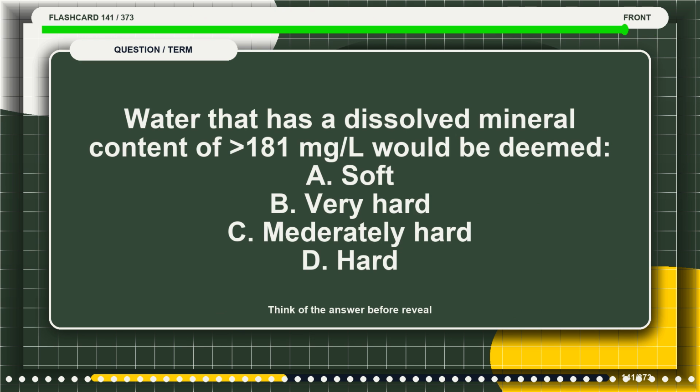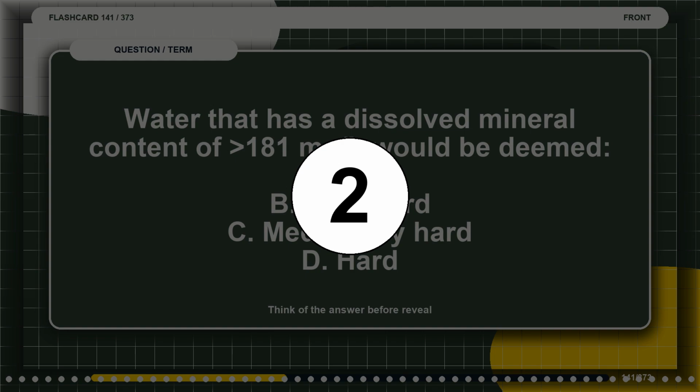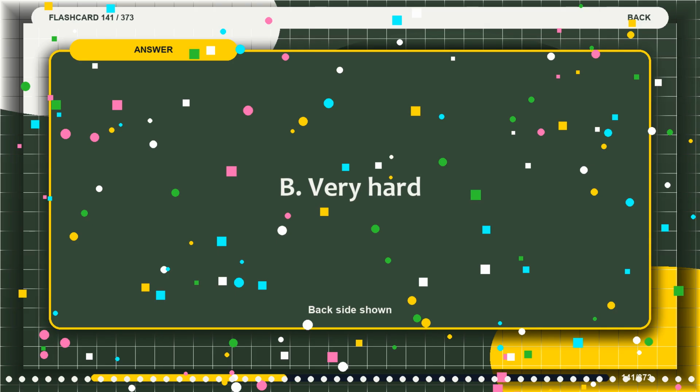Flashcard 141. Water that has a dissolved mineral content of 181 mg/L would be deemed A. Soft. B. Very hard. C. Moderately hard. D. Hard. Think of the answer before the reveal. The answer is B. Very hard.